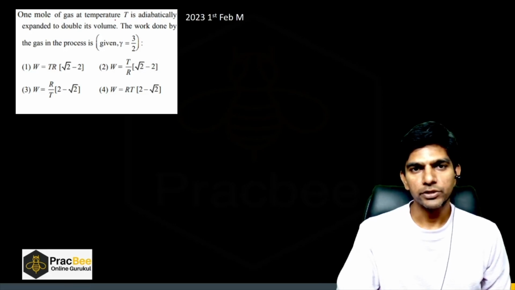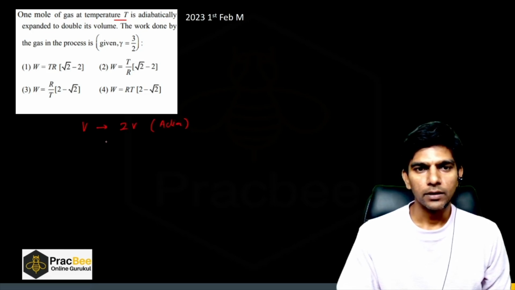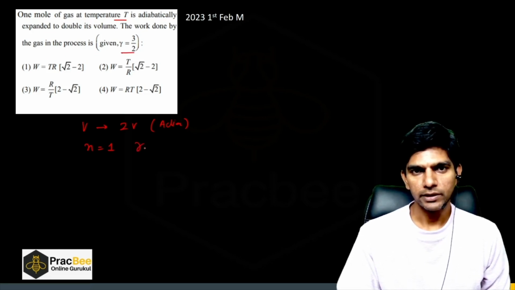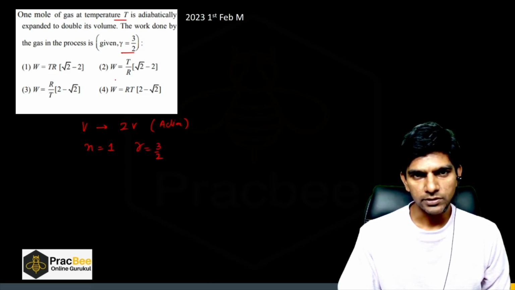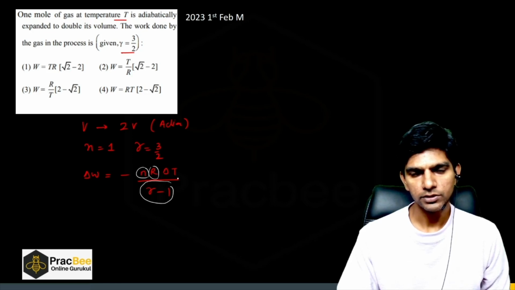1 mole of a gas at temperature T is adiabatically expanded to double its volume. So the volume is increasing, let us say from V to 2V, and the process is adiabatic. The number of moles is given as 1. We need the work done by the gas in the process, and the gamma value is also given, that is 3 by 2. The options are in terms of T and R. We know that the work done in an adiabatic process is minus nR delta T divided by gamma minus 1. In this formula, we know the value of n and the value of gamma minus 1, and R is a constant. So if we can find the final temperature, we can find the work done. Now let us see how we can find the final temperature.